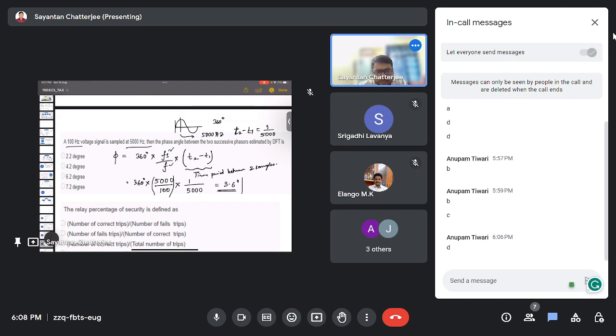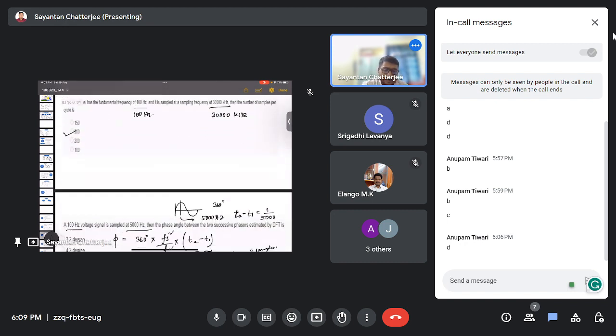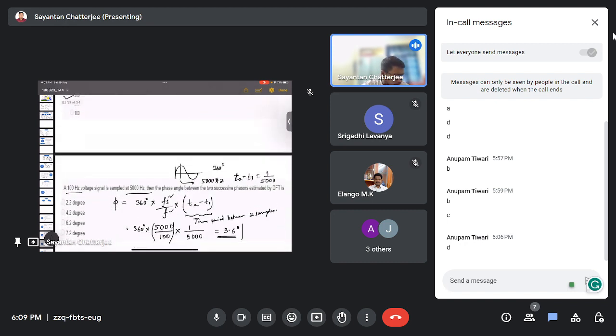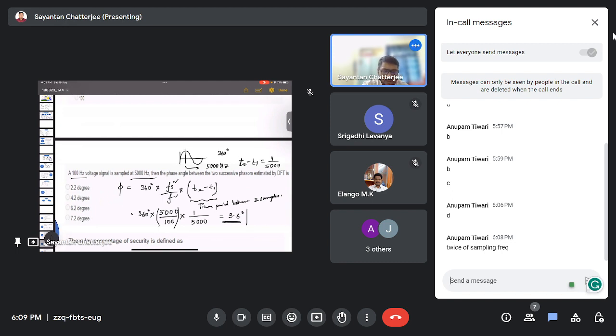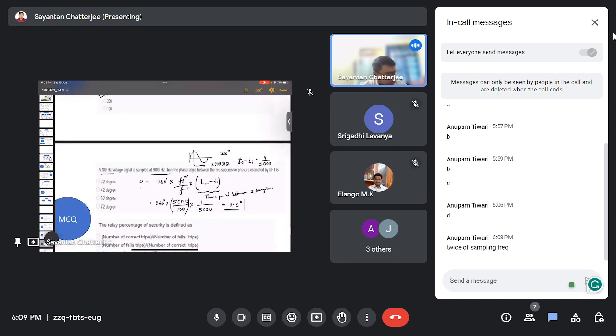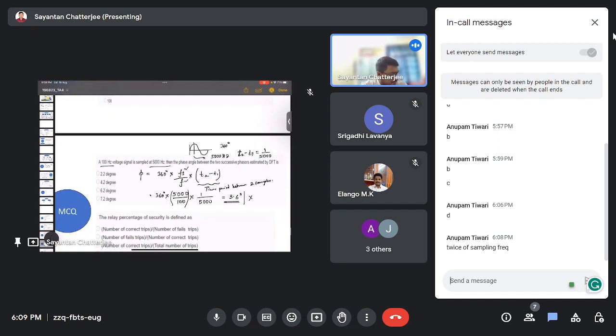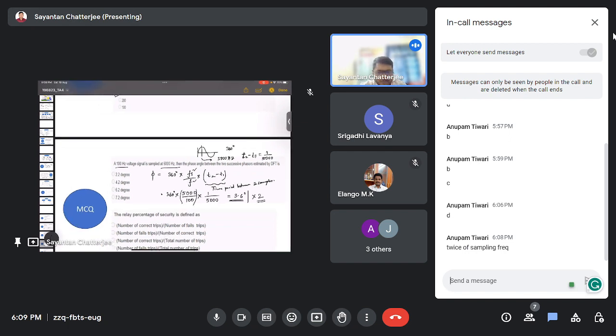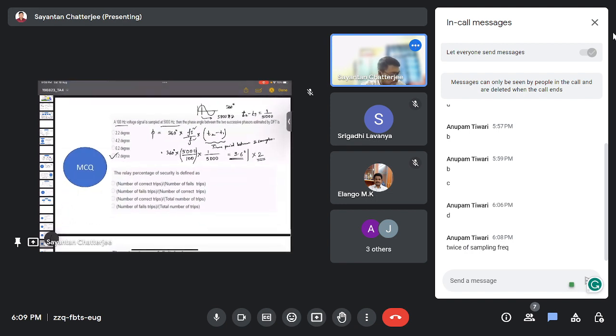For the 7.2 answer, I think Anupam sir has written D. Yes, twice of sample. Okay, the answer is 3.6, but at least you need to sample it twice, so that's the justification. Okay, thank you, because the answer is given as 7.2. Thank you, sir.